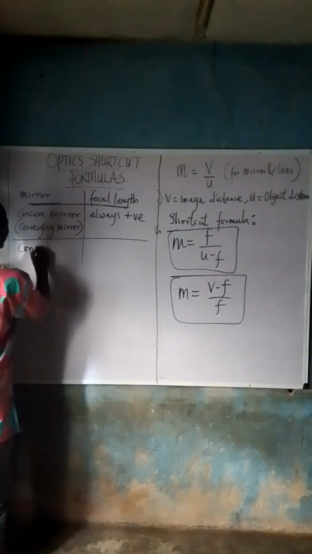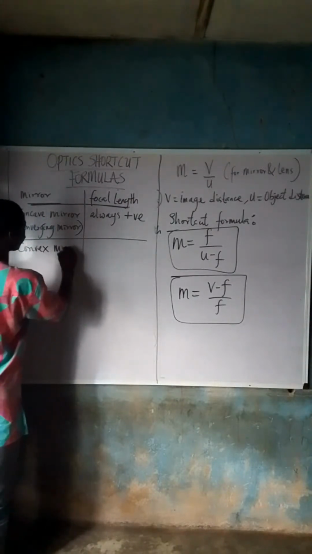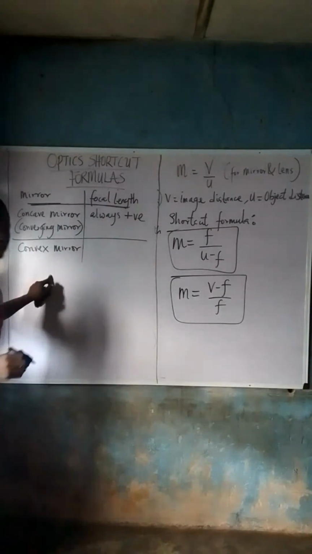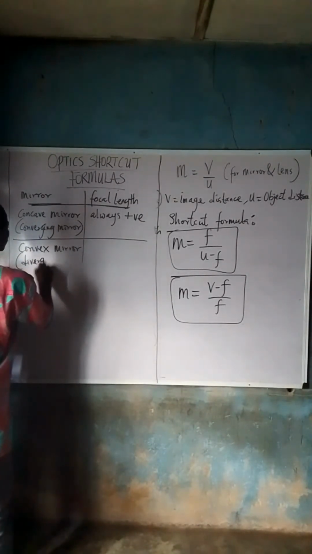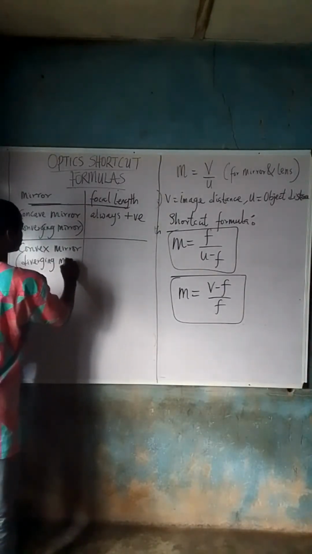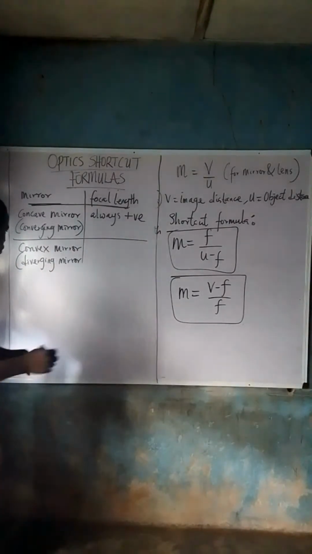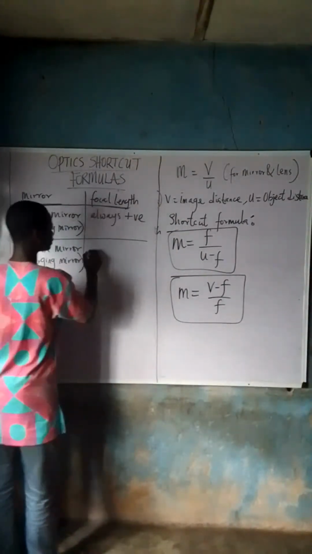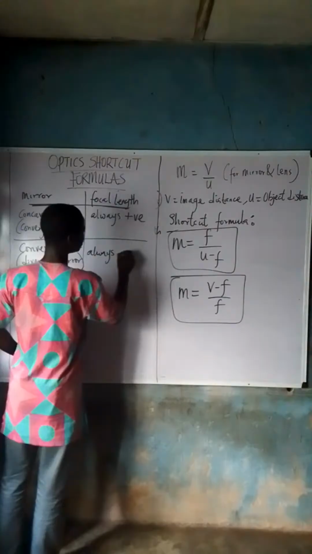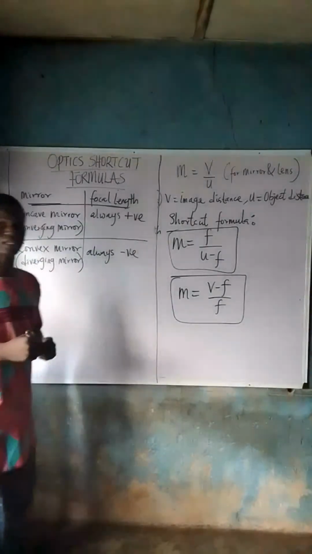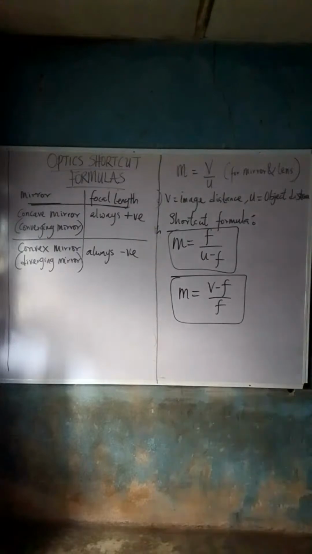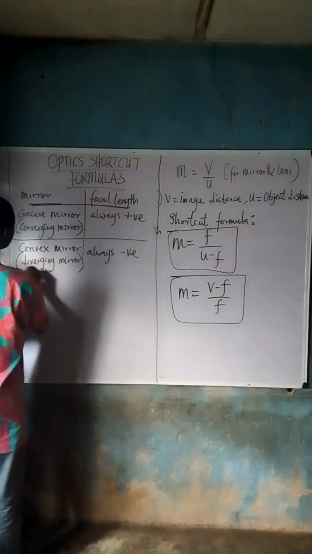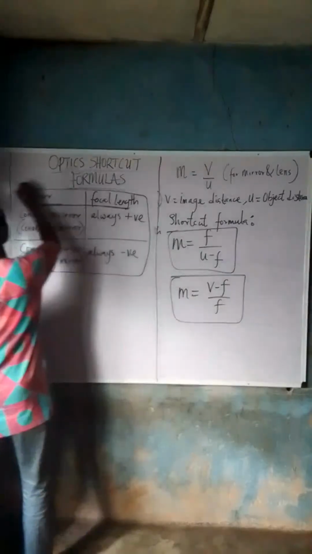Now for convex mirror, it has another name. In case you did not write convex mirror, it's also called diverging mirror. Note that the focal length is always negative. I hope that is clear. Are we following up to this extent? Alright, let's go to lens. So all this is for mirror. We kind of circle it out.